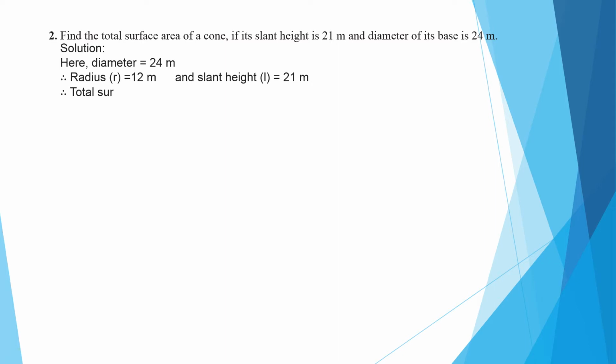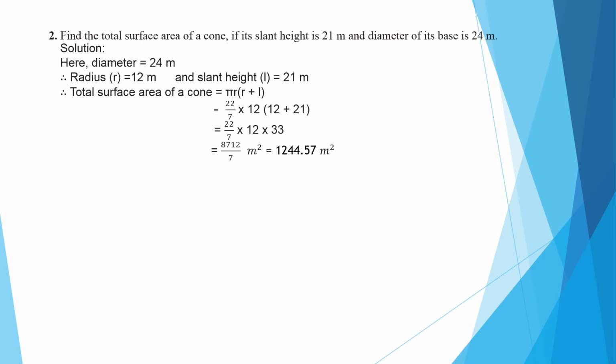We all know the formula, total surface area is pi r in bracket L plus R. So pi, 22 by 7, into 12, in bracket 12 plus 21. On calculating we are getting 8712 divided by 7 meter square. In decimal we can write it as 1244.57 meter square. Now see the next question.